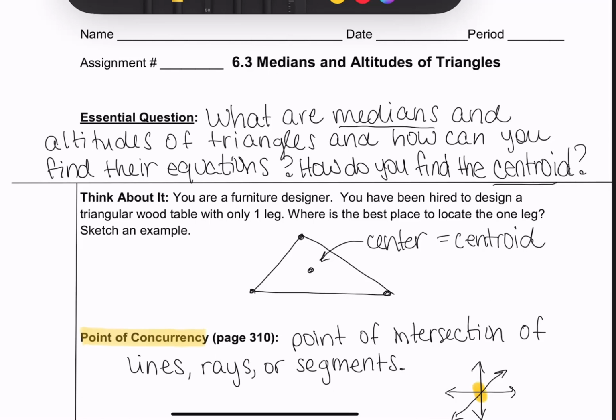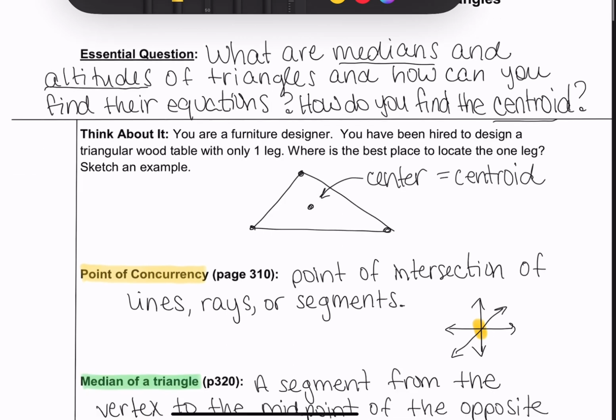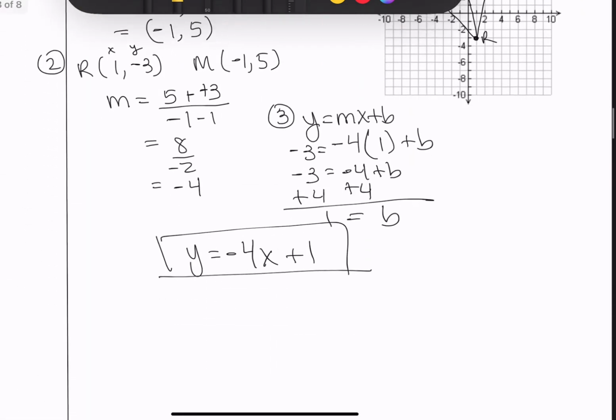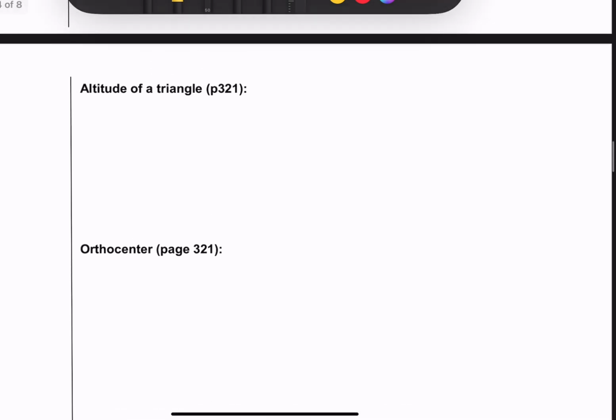Today we're going to finish 6.3, medians and altitudes. And today we're going to focus on altitudes because in our last video we focused on the medians. So let's scroll down, or turn to the page that has the definition for altitude. Hopefully you're familiar with the word altitude. Altitude is really another way of saying the height.